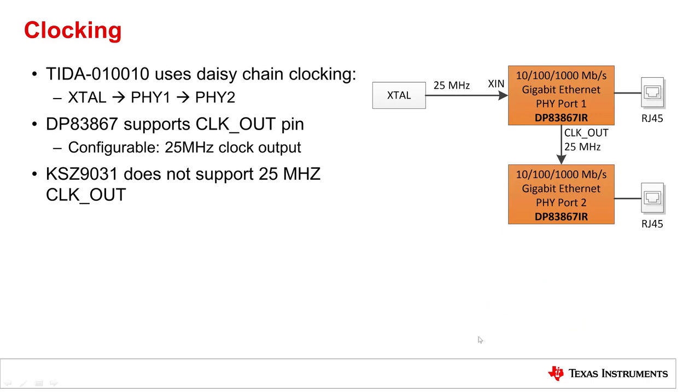Now we are looking at the clocking. The TIDA 0110 uses a daisy chain clocking approach. This means that there is one crystal which is provided into the PHY 1, and then the PHY 1 provides the clock for the second PHY. This is done via the clock out pin. So it's configurable to provide a 25 MHz clock output. Note that the KSZ9031 does not support this 25 MHz clock out, therefore you will need two clock sources, while with the TIDA 0110 you only need one clock source and then you daisy chain the clocking.